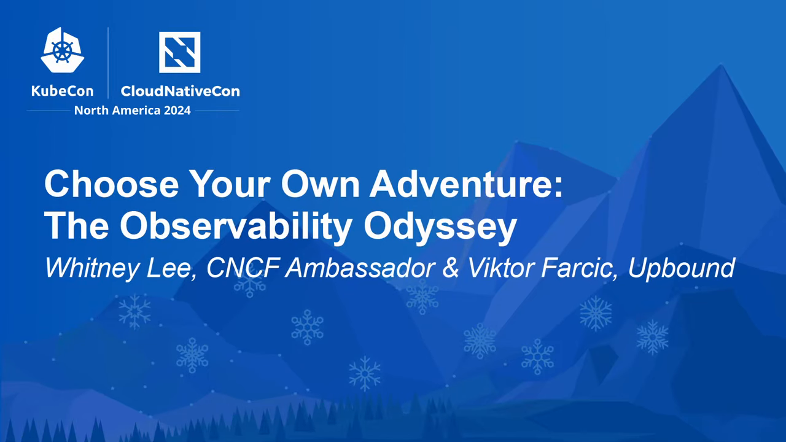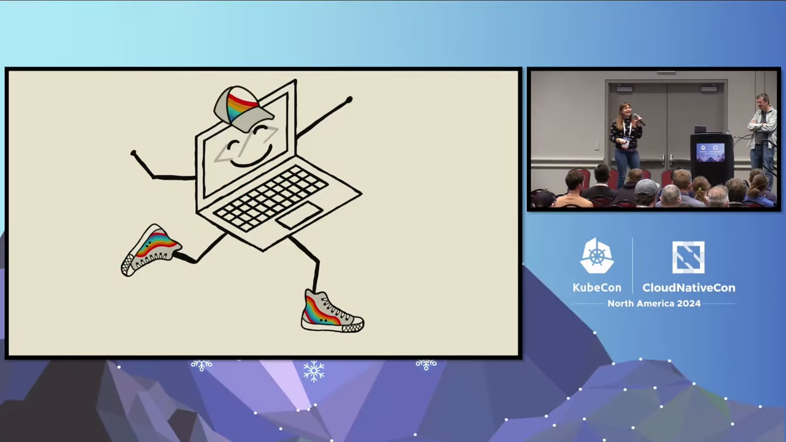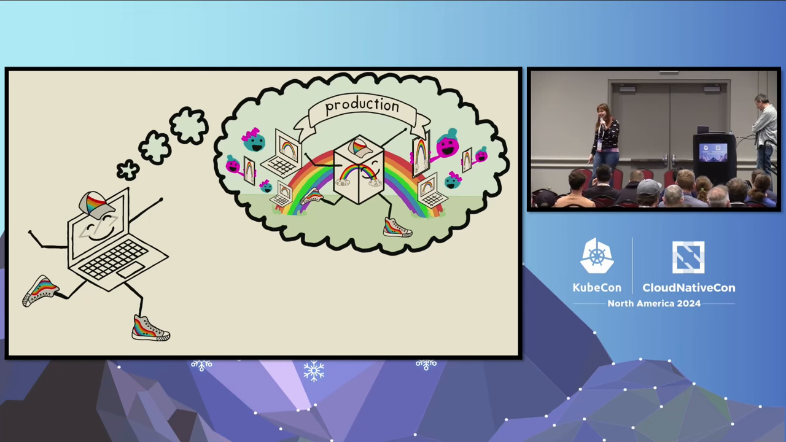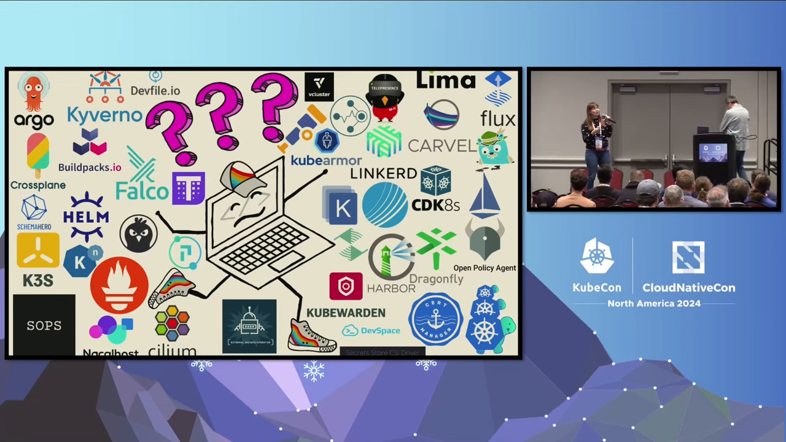To Choose Your Own Adventure, The Observability Odyssey. Meet Hero. Hero is application source code on a developer's laptop. Hero longs to be a real application running in production, serving end users, and we're going to help Hero on their journey. So we're going to help Hero navigate hundreds of CNCF projects, choose which ones to use, integrate them with one another so Hero can live their dream.